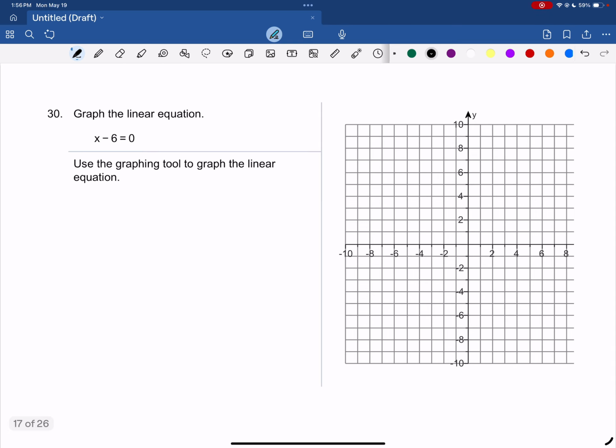Here we have a similar thing. We need to add 6 to both sides. X equals 6. This time it's x only. That's your vertical line. So I go over to 6 and I draw a vertical line.